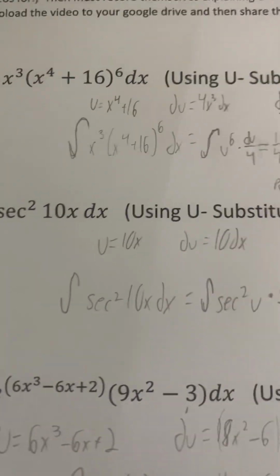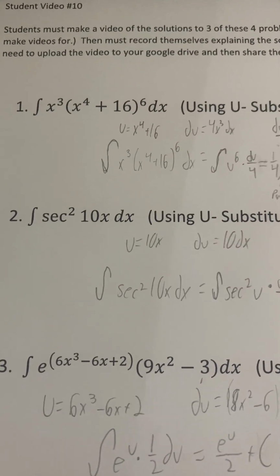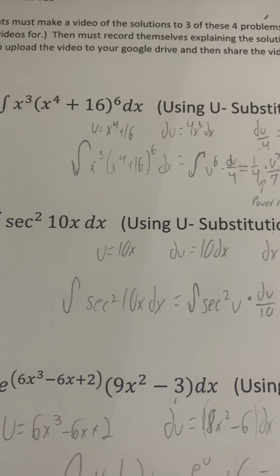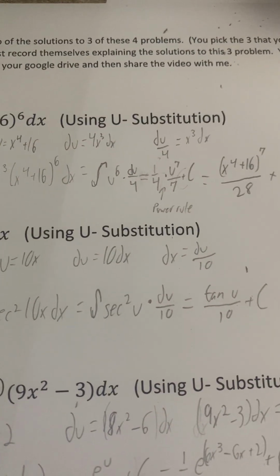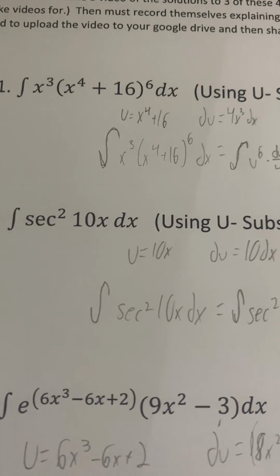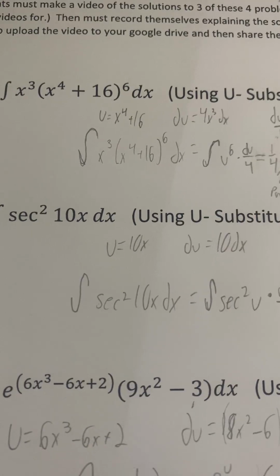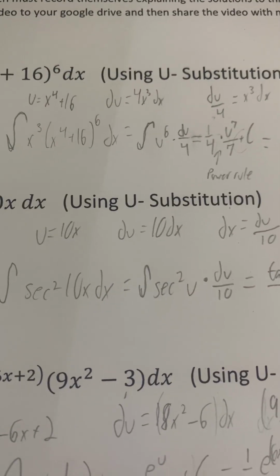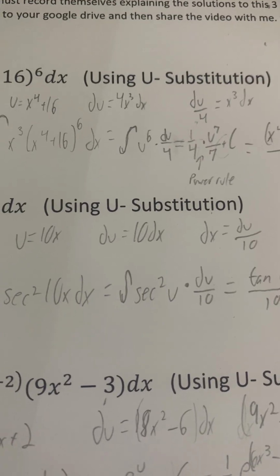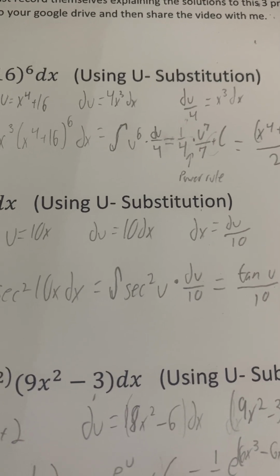Next one, we're going to do pretty much the same thing. So establish our u value, 10x. Our du is equal to 10 dx. And then our dx value is equal to du over 10. So as we go to our original problem here, secant squared 10x dx, we now replace that 10x with u, so secant squared u, and then our dx is equal to du over 10. So secant squared u times du over 10.